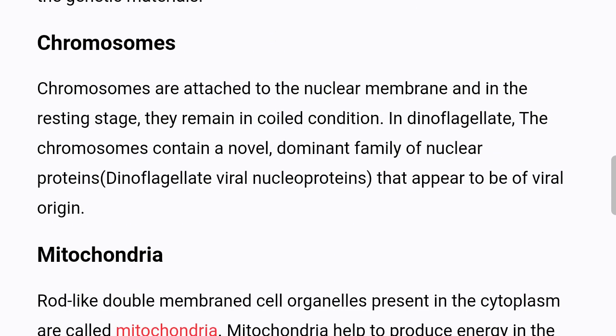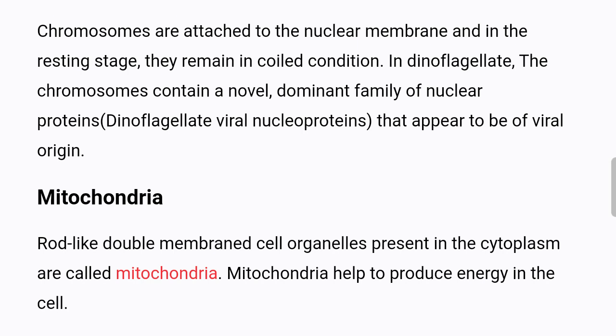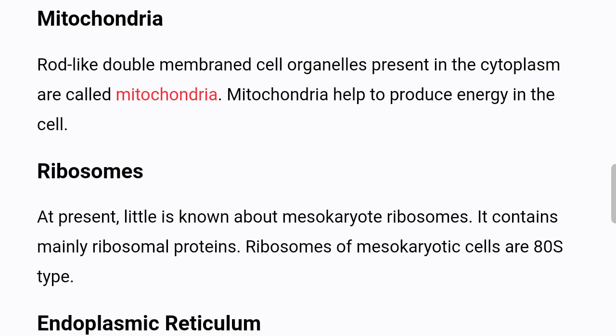Chromosomes. Chromosomes are attached to the nuclear membrane and in the resting stage, they remain in a coiled condition. In dinoflagellates, the chromosomes contain a novel, dominant family of nuclear proteins that appear to be of viral origin. Mitochondria. Rod-like, double-membraned cell organelles present in the cytoplasm are called mitochondria. Mitochondria help to produce energy in the cell.